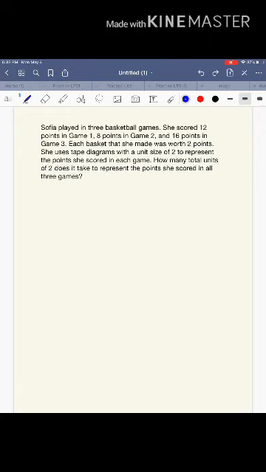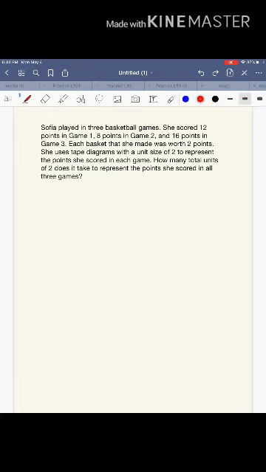She uses tape diagrams with a unit size of 2 to represent the points she scored in each game. How many total units of 2 does it take to represent the points she scored in all 3 games? As we always do, the first thing we're going to find in this word problem is the information we need for our problem. So here, the important information that they give us is the total points that she made in each game. So let's get started.